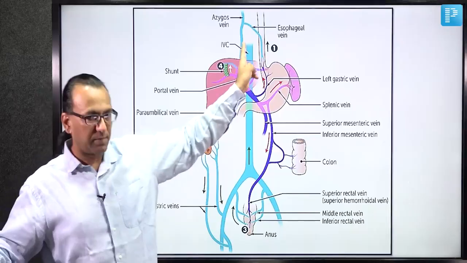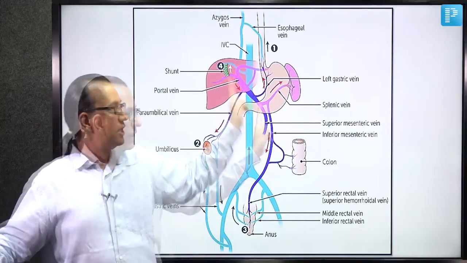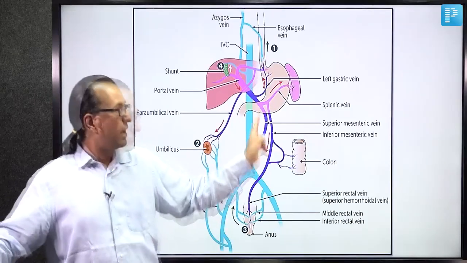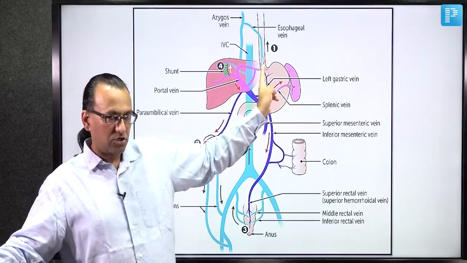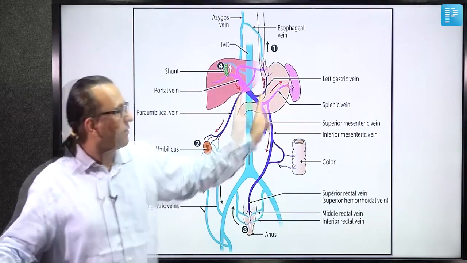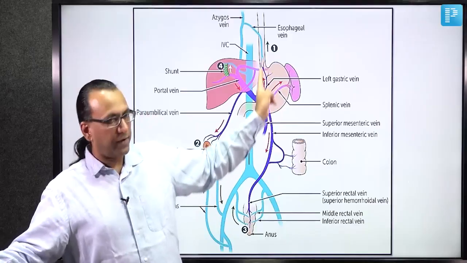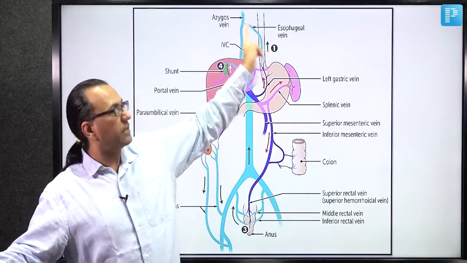But the inferior vena cava is systemic circulation and the portal vein is portal venous circulation. Now, as you can see, the left gastric vein, which is draining into the portal vein, has communication with some of the esophageal veins, which drain into the azygous venous system.